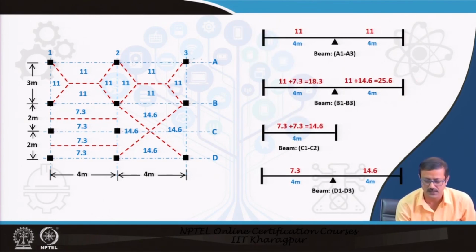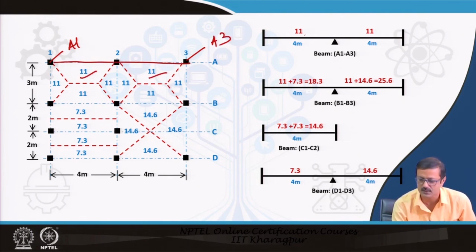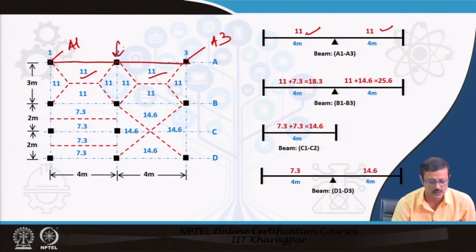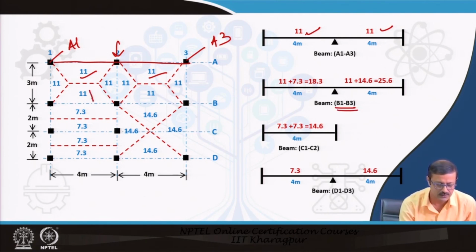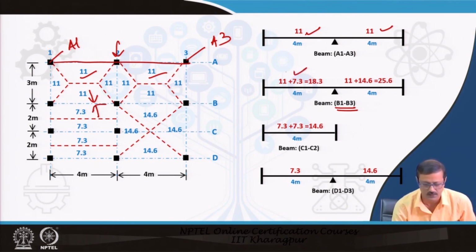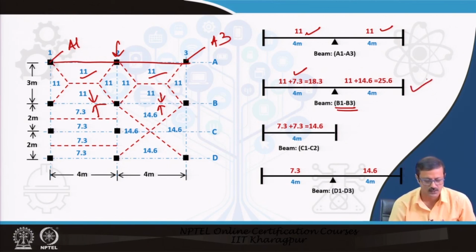Suppose you take this beam, that beam is A1, and this is your A3. So, this beam, if you take, this is 11 and 11, and there is only one support. If you take the next beam, which is B1, B3, 11 comes from here and 7.3 comes from here. Right, and this is 14.6 comes from here and 11 comes from there. So, you have to add. This is the intermediate beam. Here there is no C3, sorry, it is C1 and C2.